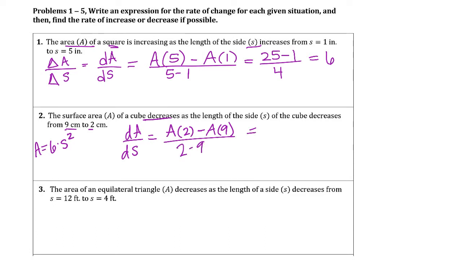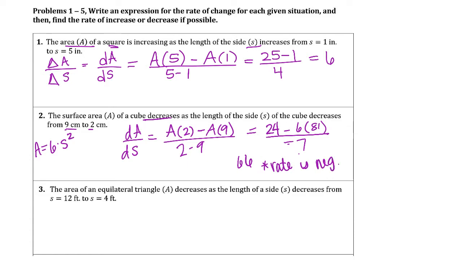And so our surface area at 2, when I plug that in, that's going to be 4 times 6, so 24, minus, and if I plug in 9, we're going to have 6 times 81, aren't we? And that's all going to be over negative 7. And so after we do all of the numbering, you're going to end up with a 66 for your rate of change, but we need to know that this rate is negative. That's important. All right, moving on.